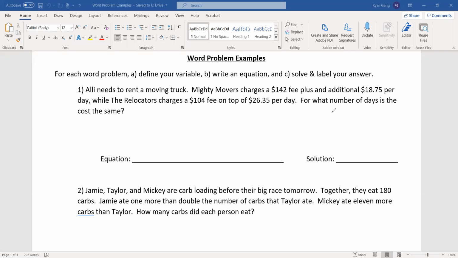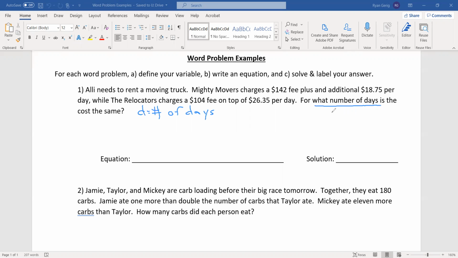So right away on number 1, I'm going to skip over everything and go straight to the question. For what number of days, so number of days is what I'm looking for, is the cost the same? So I'm going to say D equals number of days. All right, so that's my variable.